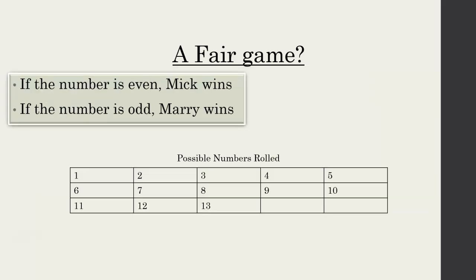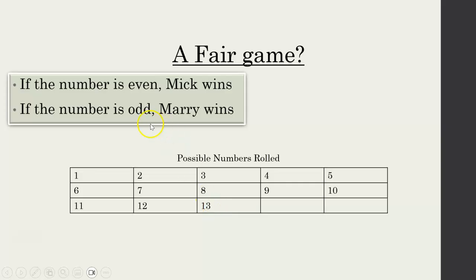Let's look at this in a little bit more depth. I have here all the possible numbers rolled. You could roll a 1, a 2, 3, 4, 5, 6, all the way up to 13. And remember, the rule is, if the number is even, Mick wins. So that means if it's 2, 4, 6, 8, 10, 12, all divisible by 2. If it's odd, Mary wins. So that's 1, 3, 5, 7, 9, 11, 13.